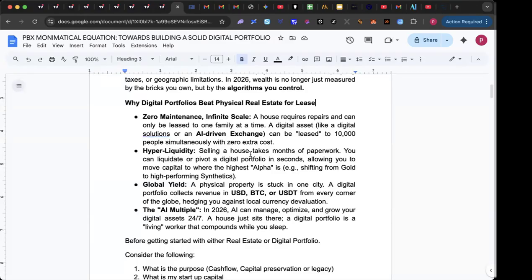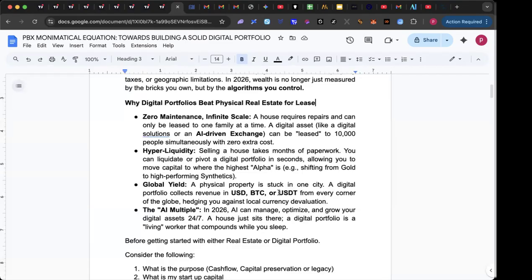So we have this. Number two, hyper liquidity. Selling a house takes months of paperwork, right? You can liquidate, or pivot a digital portfolio in a second. So if you have a bunch of Bitcoin, for instance, and you want to sell, it doesn't take much. You don't need to look for buyers. You go on a platform and create an offer, and then it's sold, and nobody would even know. So following the market move to where the highest alpha is, e.g., shifting from gold to high performance synthetics. I'm just giving you an instance. What I'm trying to explain is a very simple thing: here you are building a digital portfolio rather than looking at the heavy lifting activities.